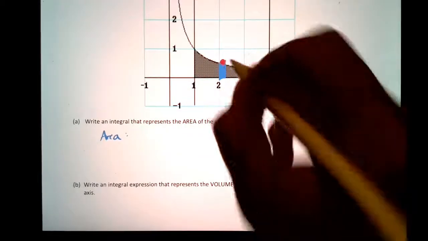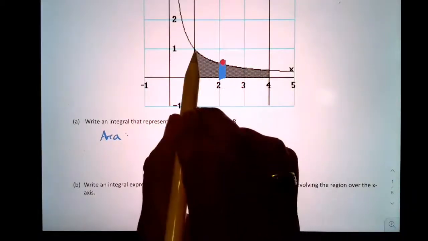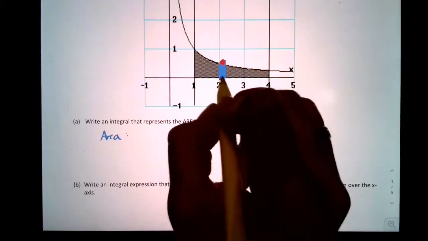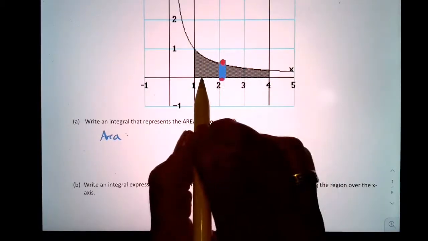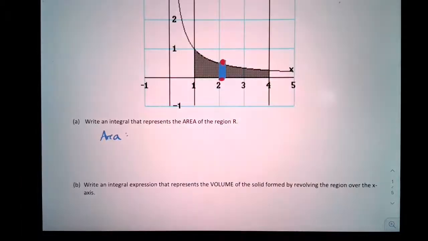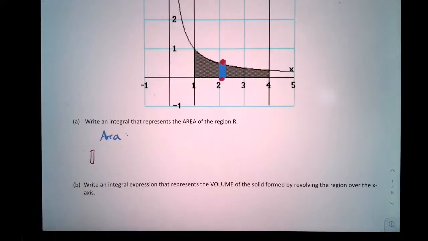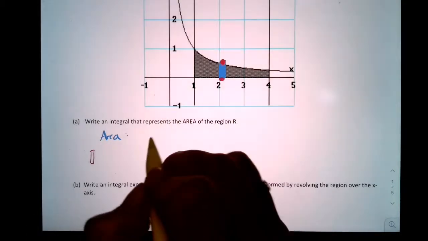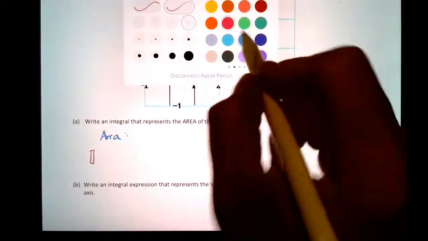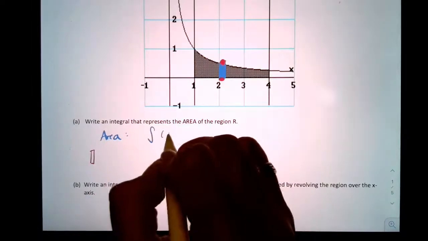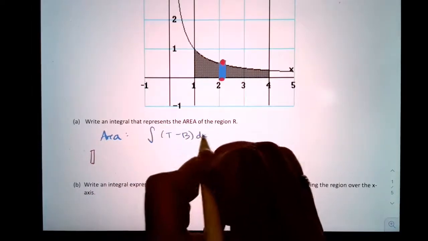So the top endpoint is going to be on that line, y equals 1 over x. And the bottom endpoint, no matter where I slide that rectangle, it's always going to be anchored on the x-axis. So that is consistent, so this is a great way to set up the area. Now, if I set up a vertical rectangle, that means my integral is going to be in terms of the x variable. So I'll switch back to my color here and say, well, it's really just the integral of top minus bottom dx.